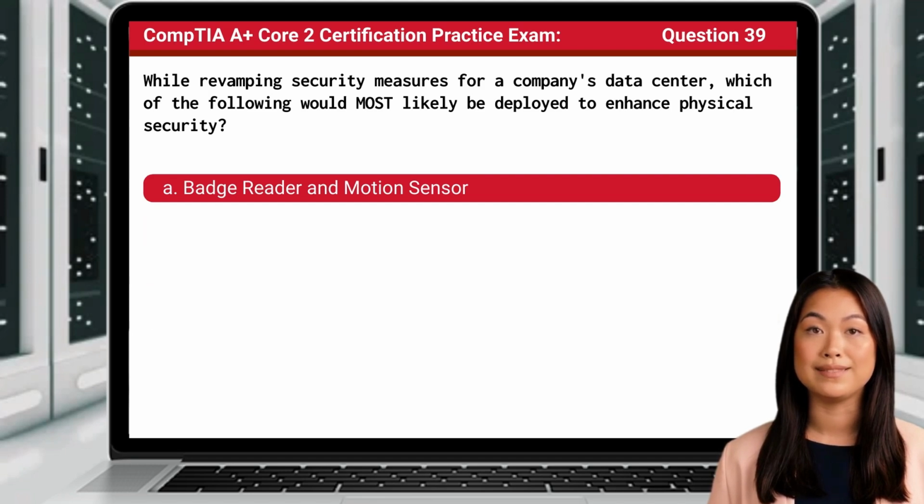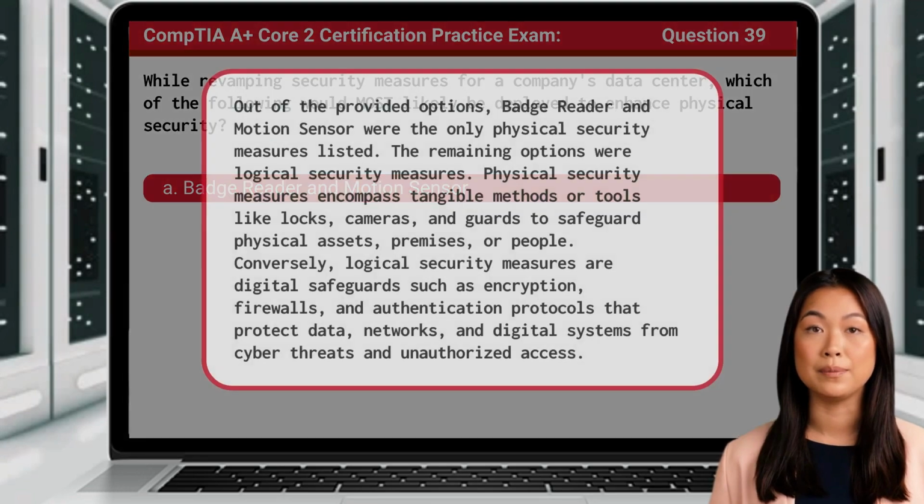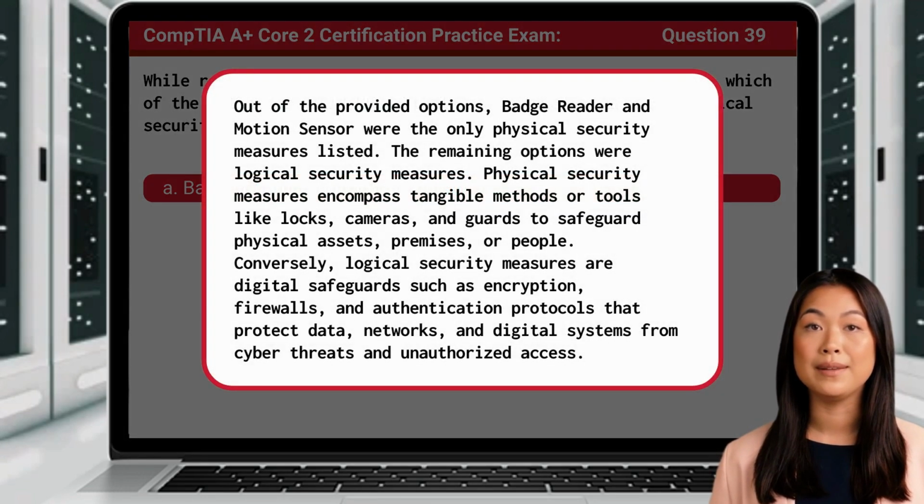The answer is A. Badge reader and motion sensor. Out of the provided options, badge reader and motion sensor were the only physical security measures listed. The remaining options were logical security measures.